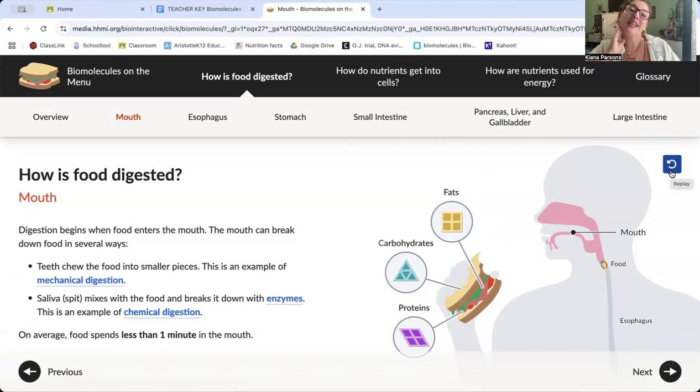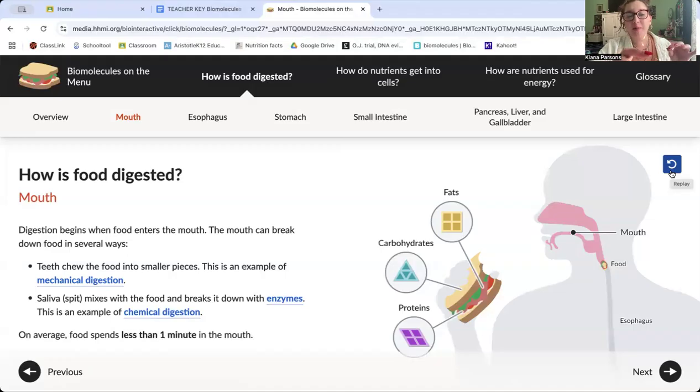We have salivary glands that produce saliva and enzymes that enter the mouth when we're preparing to eat or when we're chewing our food. And this saliva mixes with the food and breaks it down with enzymes like amylase. This is an example of chemical digestion happening in the mouth. So we've got mechanical and chemical digestion happening in the mouth.